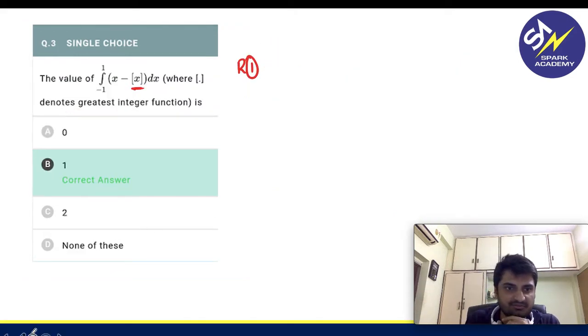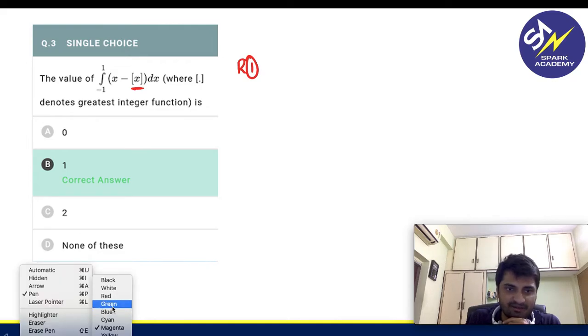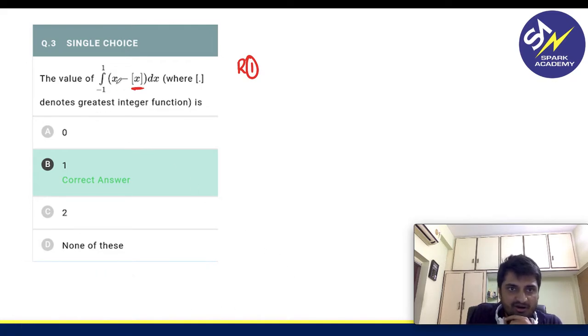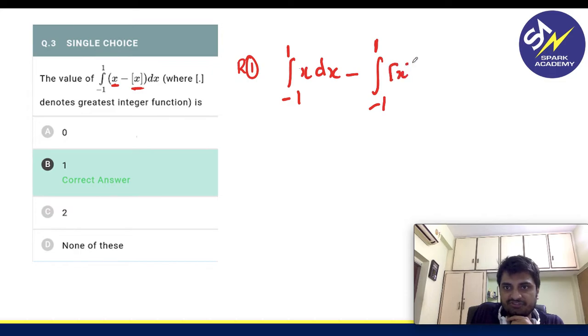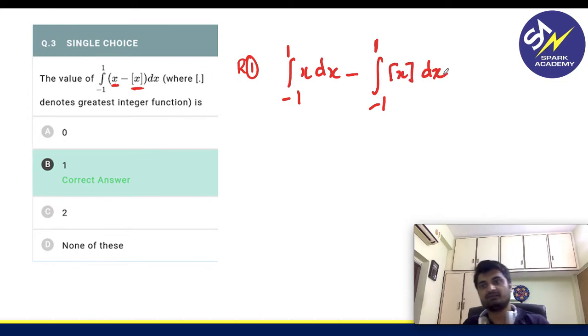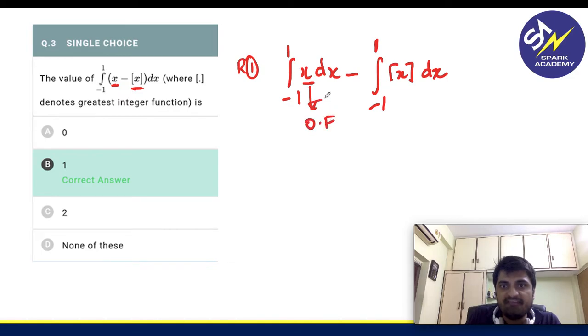Now coming to the third question. It's a simple round one question again, guys. Because now look at this. This I can write it as integral from minus 1 to 1 of x dx minus integral from minus 1 to 1 of step x dx. Right? So this is an odd function. Whenever it is an odd function, the value is 0 directly.